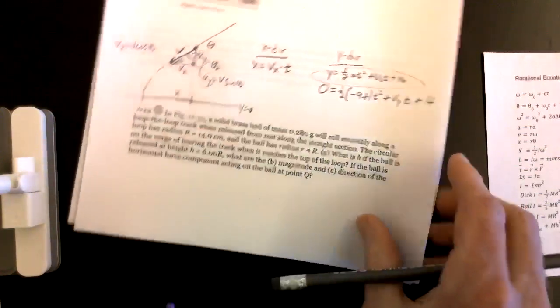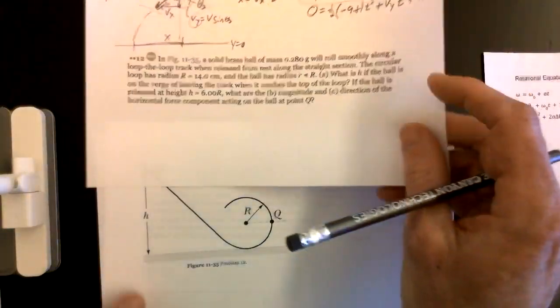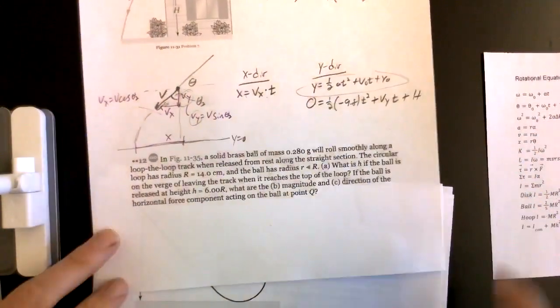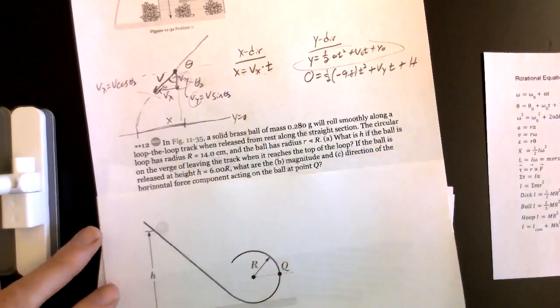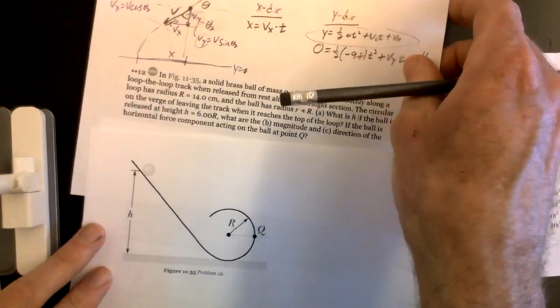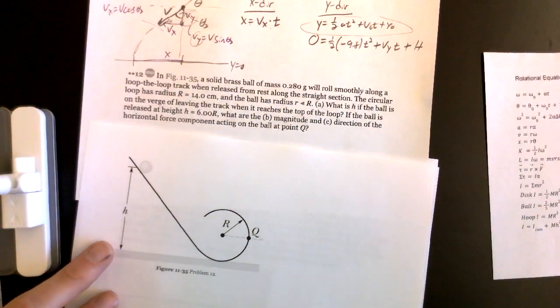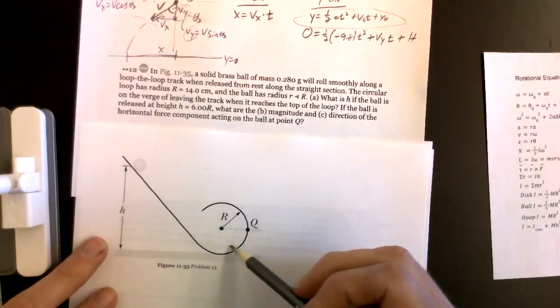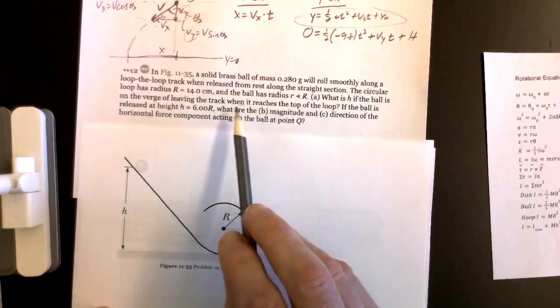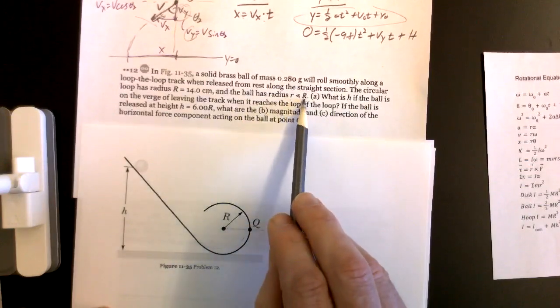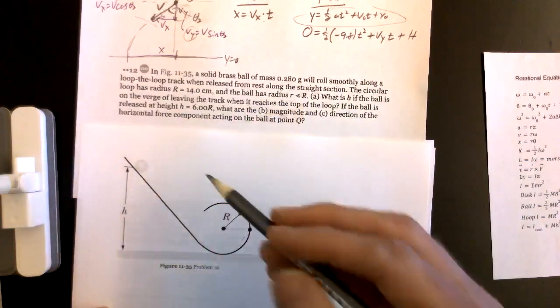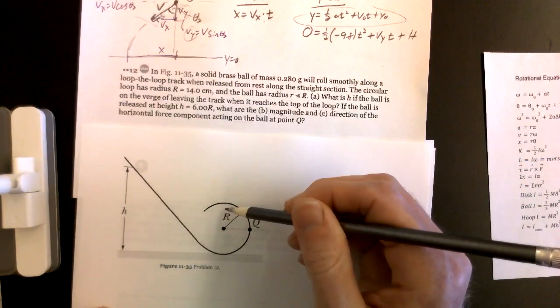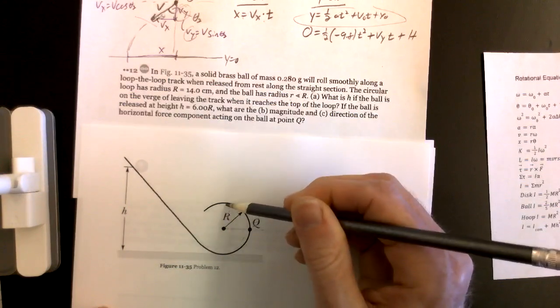Okay, this next one goes to this diagram over here. So let's just get this up here. We have a solid brass ball, and you got the mass of it, and it's rolling smoothly. It's going to roll around here, and the ball has a radius r much, much less than R. So what that means is when we're dealing with the ball, we can just deal with it as like a point.